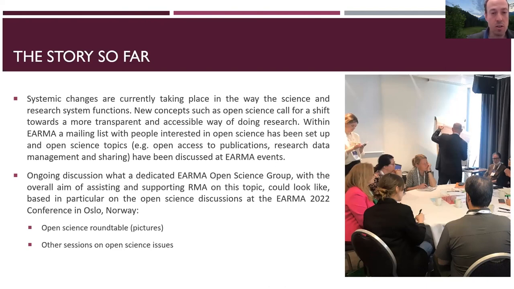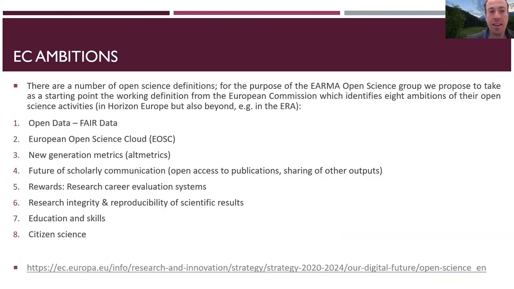And open science was also discussed in other sessions. We take as open science, and there are many different definitions, the priorities and ambitions that the Commission has identified on their website. We take that as a starting point. Here are the 8 ambitions: open FAIR data, European Open Science Cloud, new generation metrics, future of scholarly communications, open access to publications and other outputs, rewards, research integrity, education and skills, and citizen science. We take these as the basis.